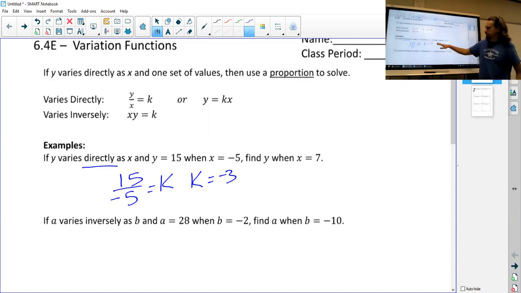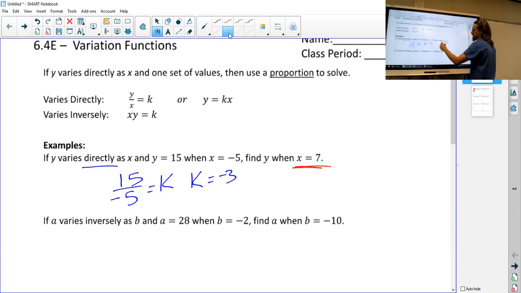So that is our, what's that? That's our constant of proportionality, right? Our rate of change, what it varies by. So then we can take that number, right, put it with any other values we want to find. In this case, we're looking for when x equals 7.